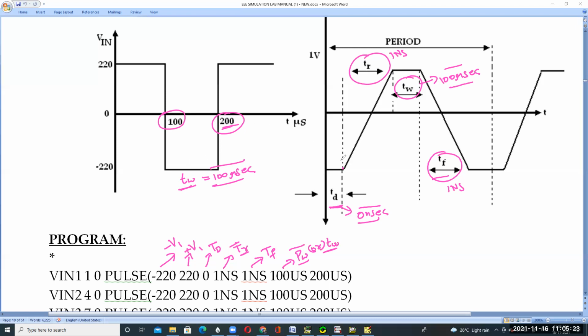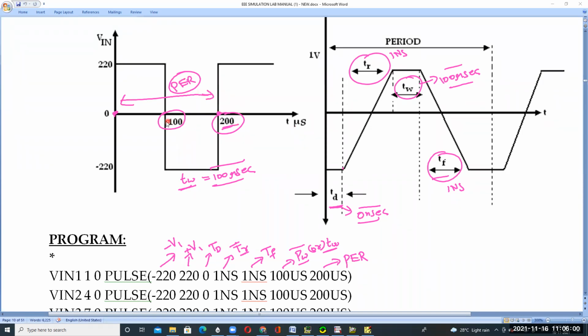And then pulse repetition, called PER. This is known as pulse repetition, 200 microseconds. Pulse repetition means this pulse starts from 0 and ends at 200 microseconds. So the total time up to here is the pulse repetition. After this, another waveform will start like this. So this is for generation of the square waveform.